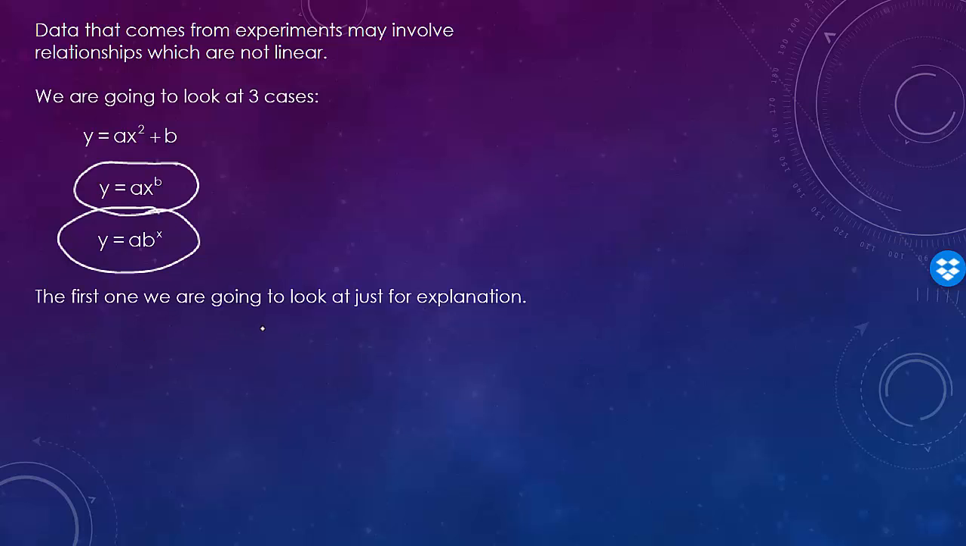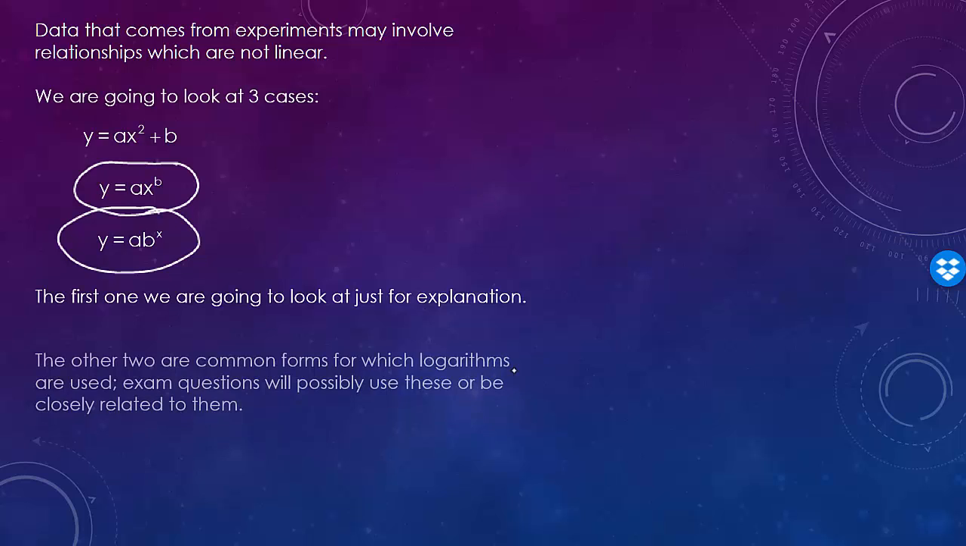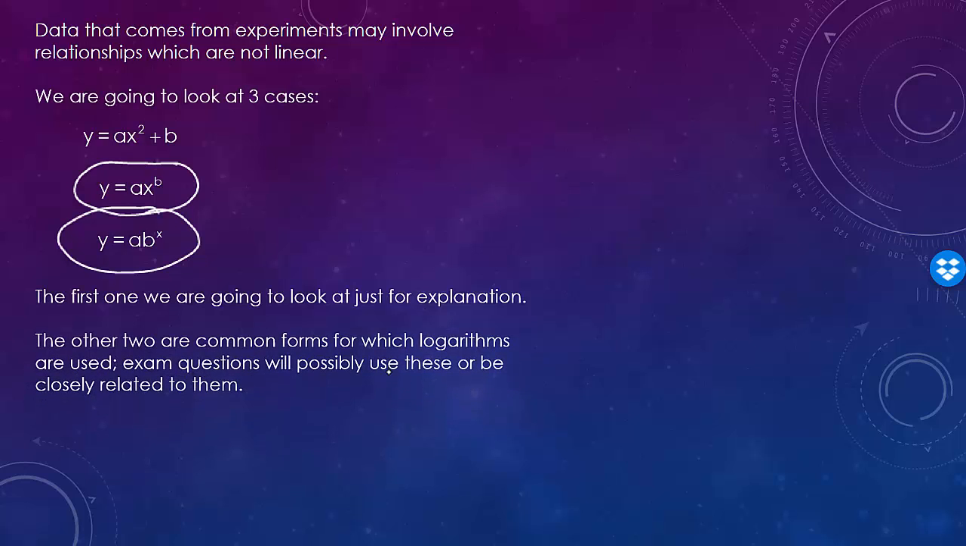The first one we're going to look at, just for explanation, and the other two are common forms which logarithms are used. So that's what I've just been talking about. So the y equals ax squared plus b, we'll look at that just so that we get an explanation of linearizing. And then the other two are common forms for which logarithms are used. And the exam questions will probably use those, or as I've mentioned, be closely enough related that you can just use the same techniques.